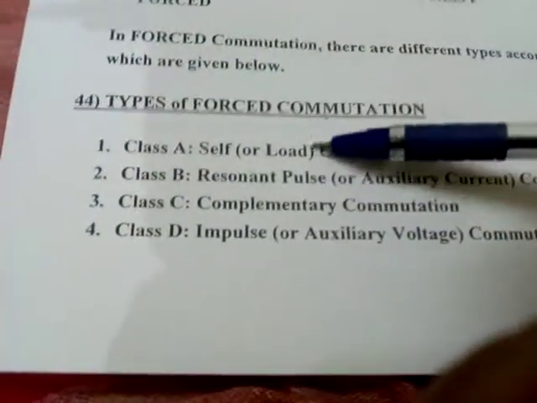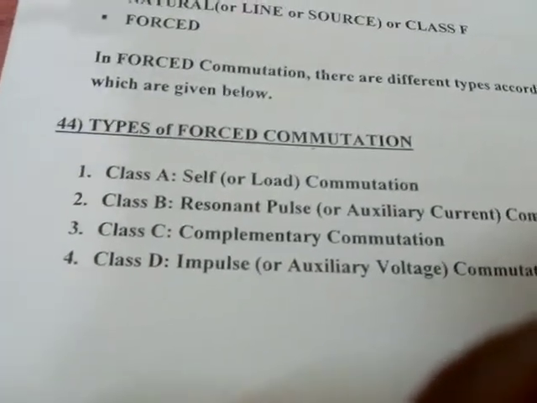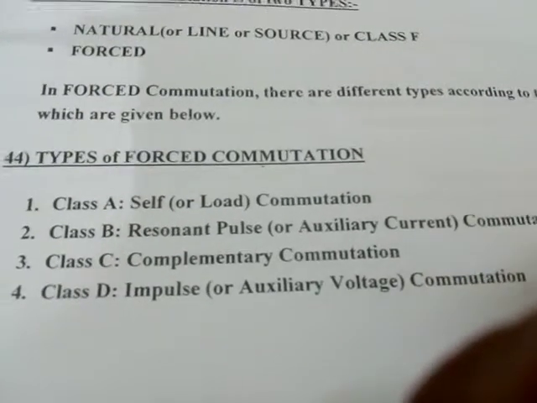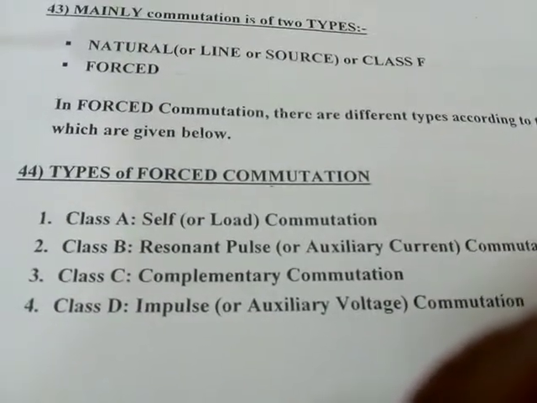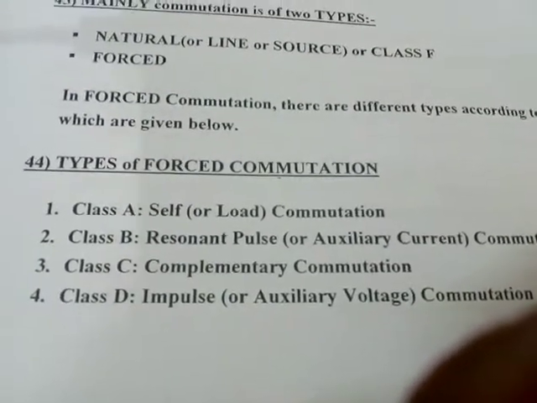In forced commutation, there are different types, class A, B, C, D, etc. The names are given there. You have to study all the types of commutation, but in detail you have to study only two types.